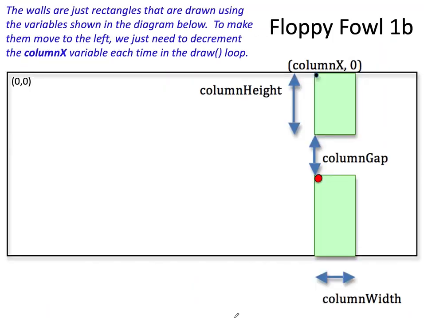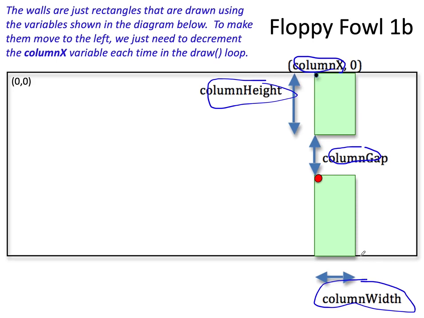Our next step is drawing the rectangles, or the walls that are coming towards us, and they're just rectangles. How do we make them move? Well, we're going to be using a bunch of integer variables: column x, column height, column gap, and column width. And we're going to be changing these as the program executes, so we'll make these all variables. Again, remember the top corner of the screen over here is 0, 0.